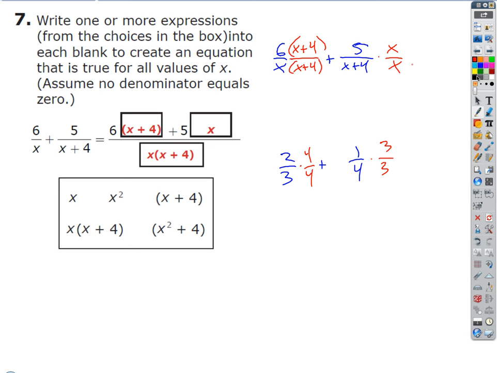So then what's that give me? On the bottom, I have my common denominator of x times x plus 4. See that? What about up here? I'm going to get 6 times x plus 4 plus 5 times x. So that's all they're asking you to do, is fill that stuff in. We're just getting a common denominator.